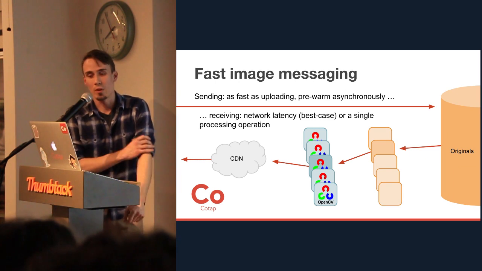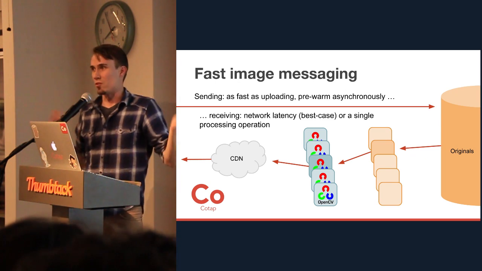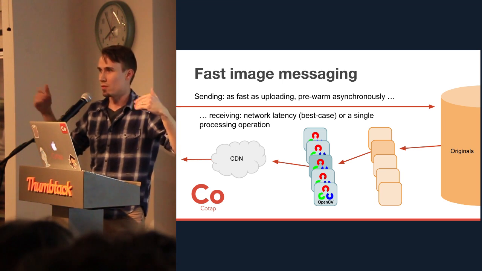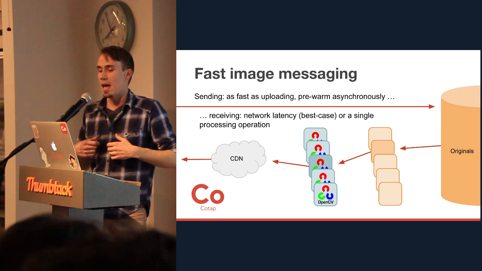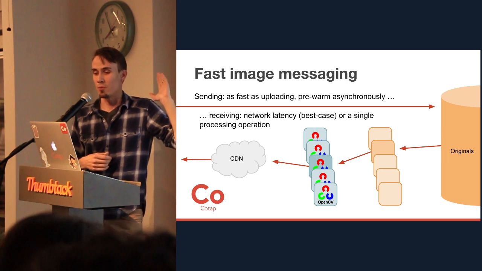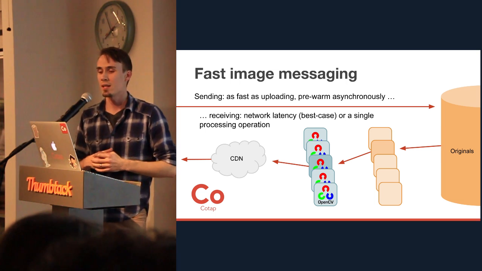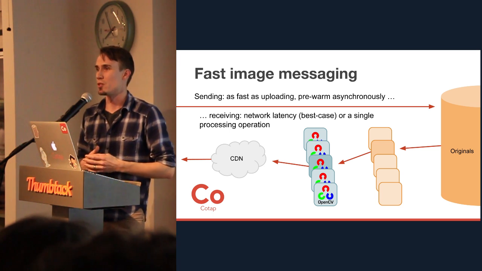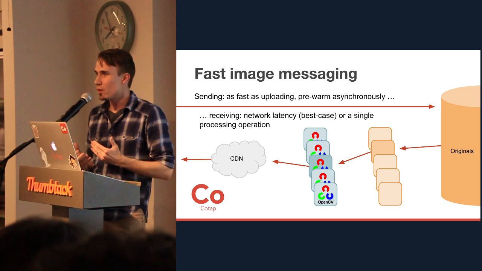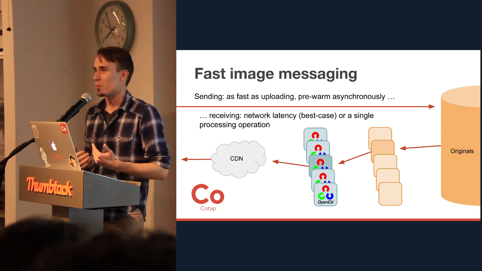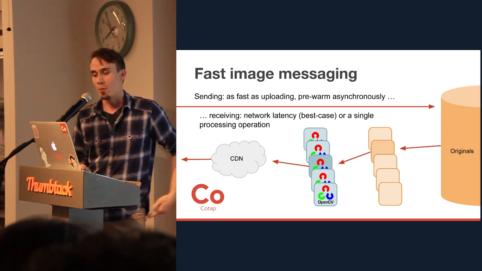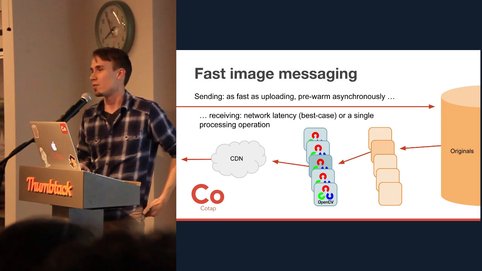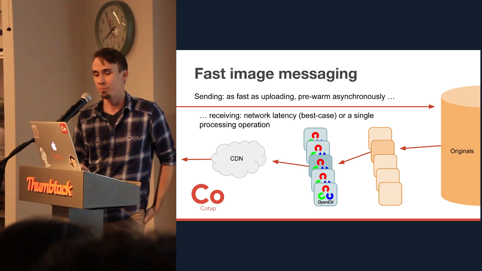So that's it. What we do is basically when we send, it's just an upload. We immediately kick off a warm operation, so we request the commonly used image sizes immediately. And the client then can send the message without waiting, and we can guarantee that any recipients will be able to retrieve the image in the size they need. They might have to wait a little bit, but for the most part, the resize will already be complete when they go to get it. So best case is it's just network latency. Worst case is it's not in the cache and there's a single processing operation to warm that cache.